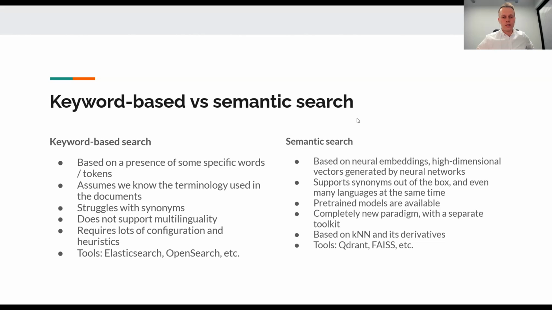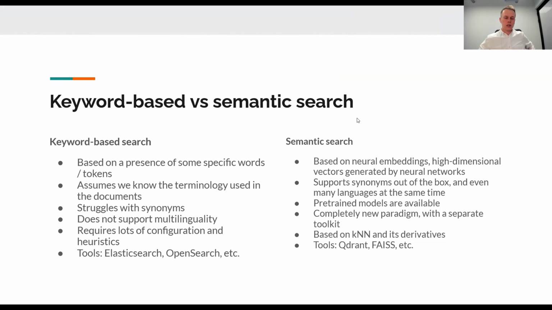And another thing, keyword-based search won't handle multilinguality. Basically, every single language that we want to support needs a separate pipeline. So definitely that's quite hard, because we need to know the language we would like to support, and that's not always the case. And thus it requires some configuration. And there are a lot of tools that are quite commonly used for that, like Elasticsearch or OpenSearch. So those are pretty well known.